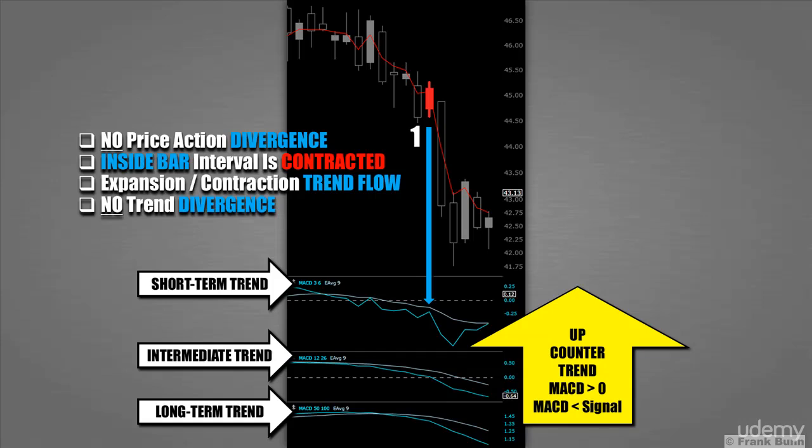In terms of our contextual trend, we have an up counter trend. Our intermediate and long-term trends are over the zero line, but below the signal line, meaning we have current momentum going down, but our trends are up. Notice how the short-term trend, though, is definitively down, trading below the zero and below signal. This must be intact in order to initiate a trade.